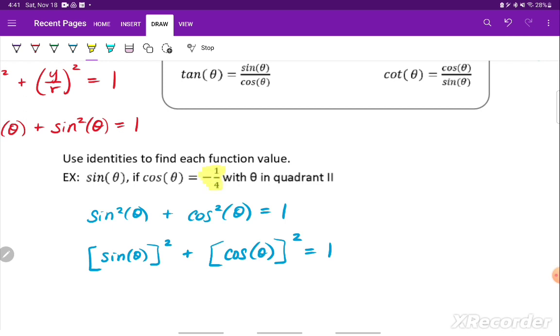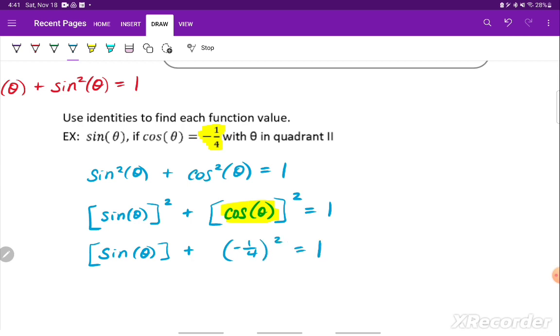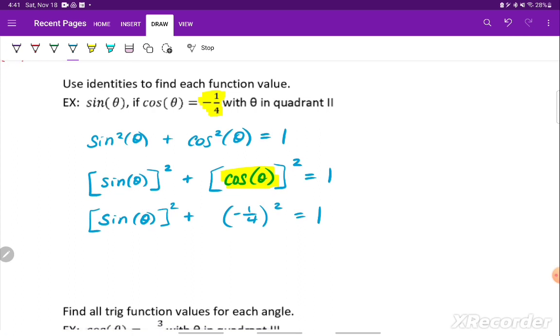We're going to plug in the value they gave us for cosine. That's negative 1/4 squared equals 1. I'm going to square that 1/4 and get 1/16. And now we need to solve for sine.